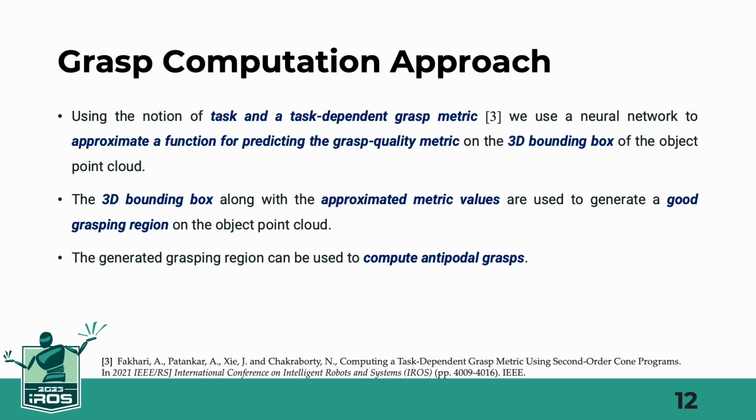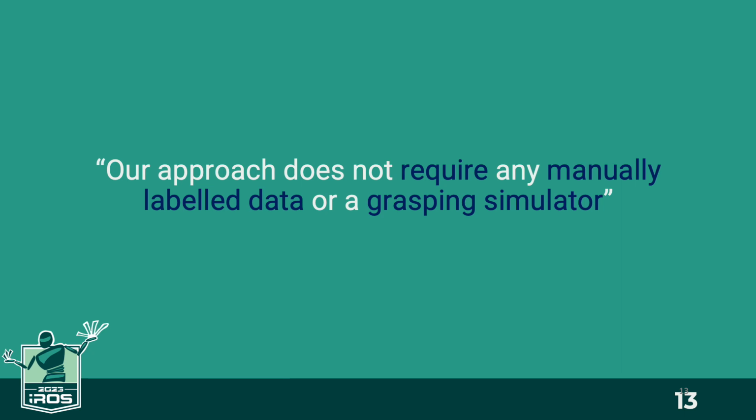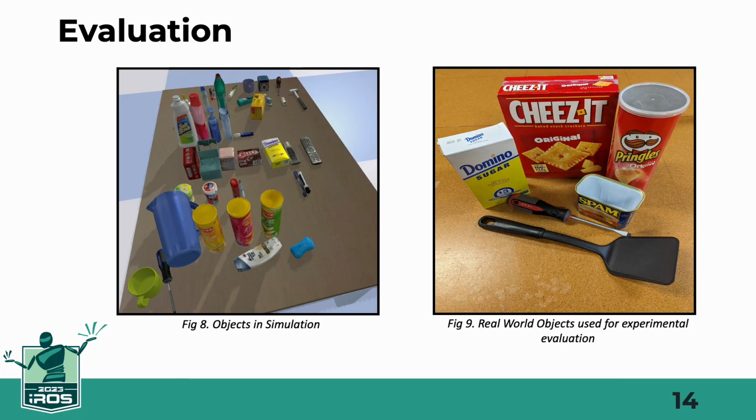Our approach can be outlined as follows. Using the notion of task and a task-dependent grasp metric from our previous work, we use a neural network to approximate a function for predicting the grasp quality metric on the 3D bounding box of the object point cloud. The 3D bounding box, along with the approximated metric values, are used to generate a good grasping region on the object point cloud. The generated grasping region can then be used to compute antipodal grasps. Therefore, our approach does not require any manually labeled data or a grasping simulator. We have evaluated our approach in simulation as well as using real objects.